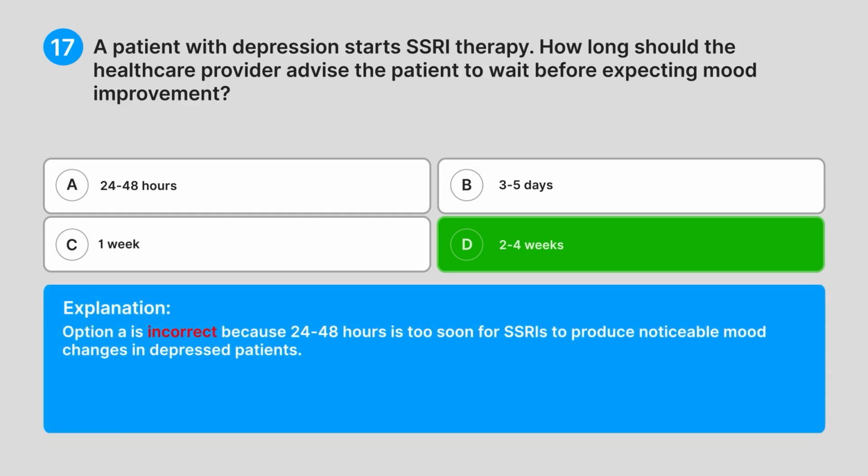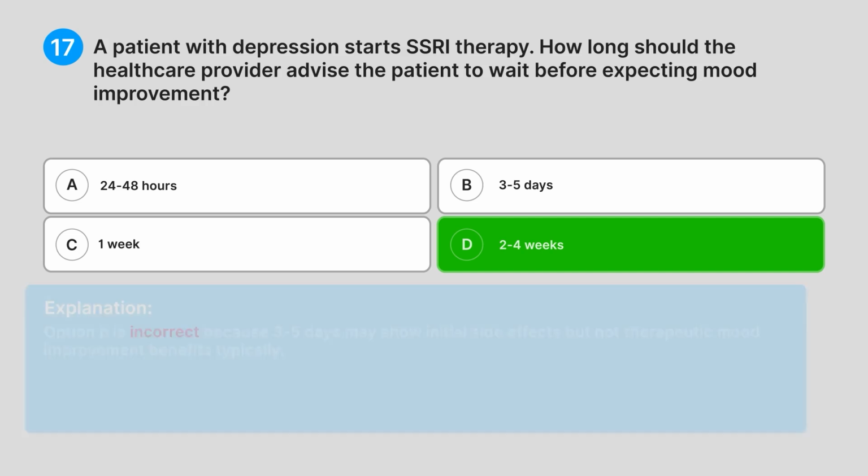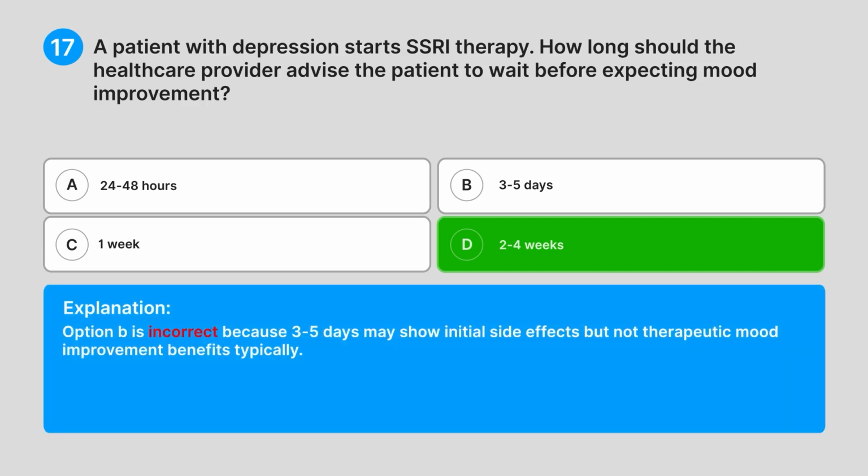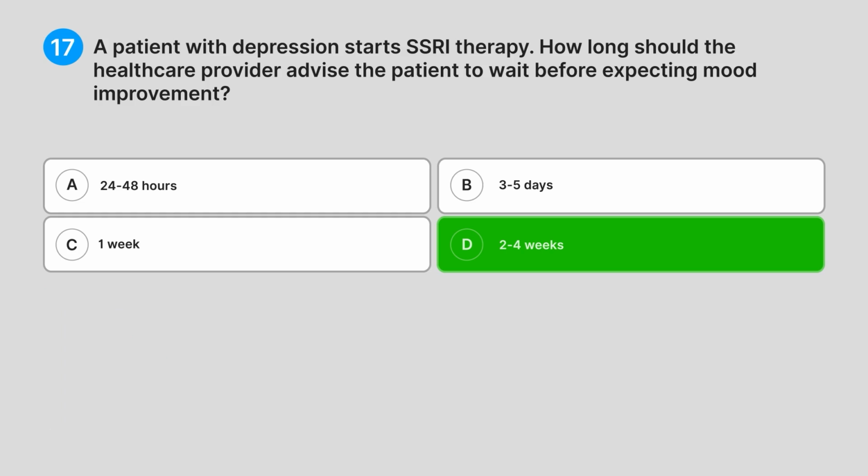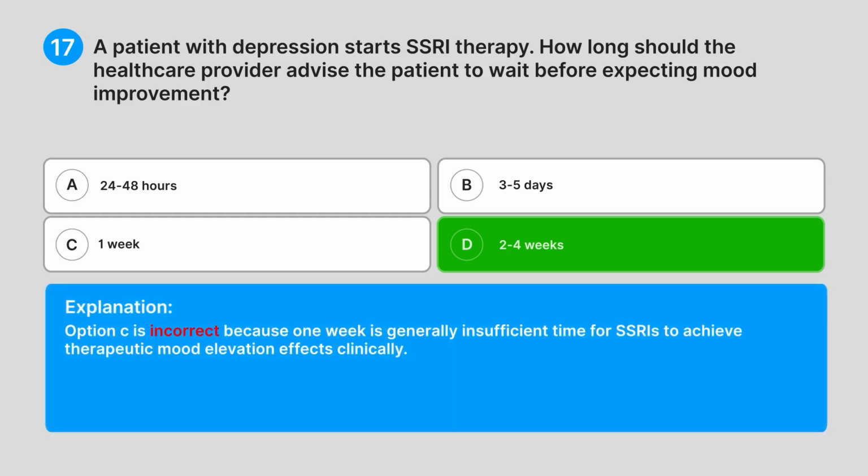Option A is incorrect because 48 hours is too soon for SSRIs to produce noticeable mood changes in depressed patients. Option B is incorrect because 3-5 days may show initial side effects, but not therapeutic mood improvement benefits typically. Option C is incorrect because 1 week is generally insufficient time for SSRIs to achieve therapeutic mood elevation effects clinically.